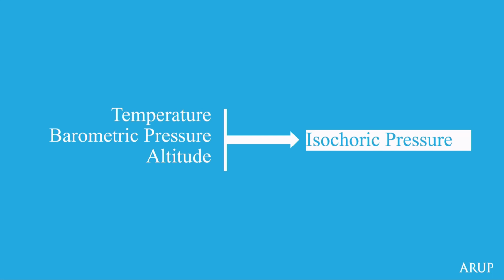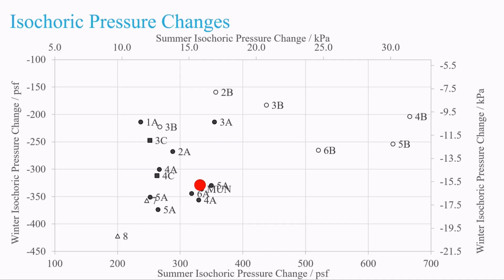And so finally, how does all that combine together? Because it would seem unreasonable to take envelopes at each case and just keep combining the worst cases. You can end up with some quite high stacks of load. So for each city, we took the temperature, pressure, and altitude and worked out what the isochoric pressure would be. So the Munich data is that DIN value of plus or minus 16 kPa for winter and summer. And this is the scatter that we see.